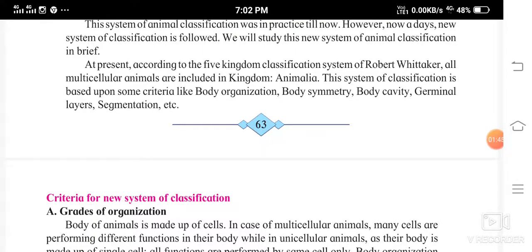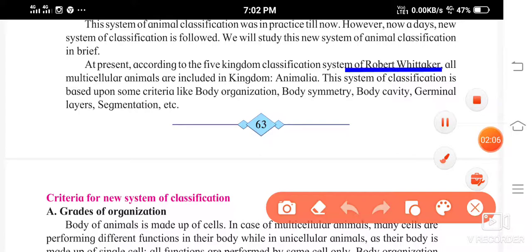At present, according to the five kingdom classification system of Robert Whittaker, all multicellular animals are included in kingdom Animalia. So see, the five kingdom classification system of Robert Whittaker. Now all multicellular animals are included in which kingdom? Animalia. This system of classification is based upon some criteria like body organization.